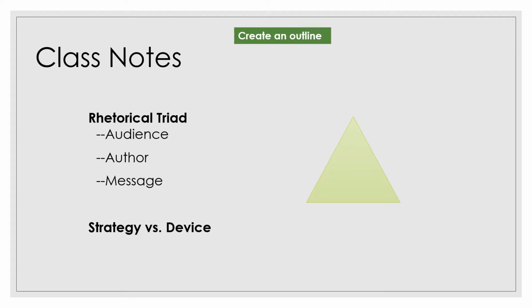You're going to need a large triangle. You're going to use that as a graphic. You also need to record rhetorical triad, information about 3 subtopics. The other topic is strategy versus device. Now, leave plenty of space. You will want to take up about a page.